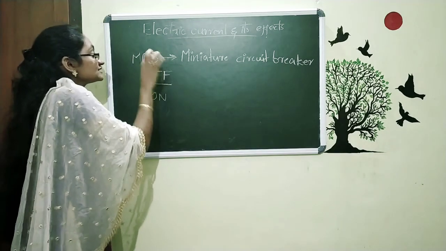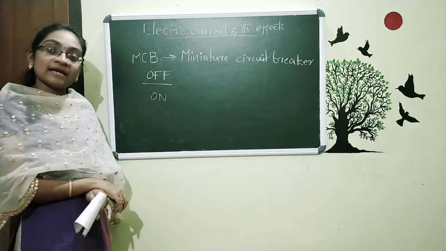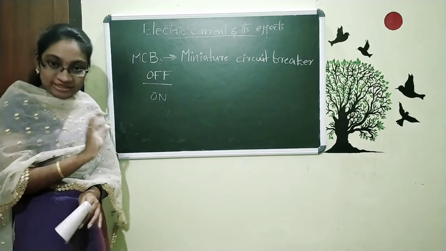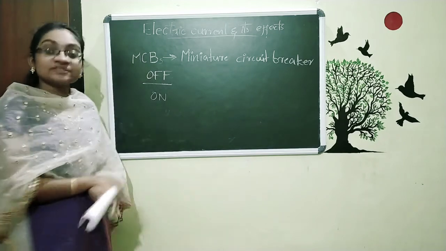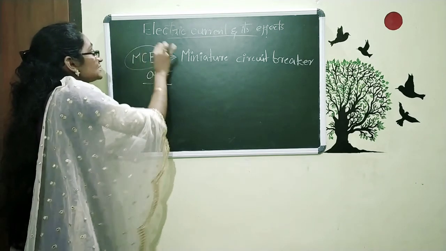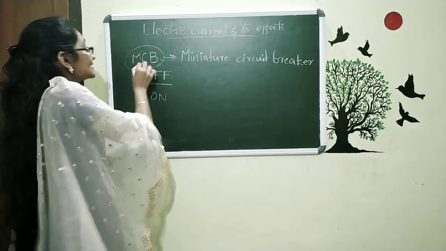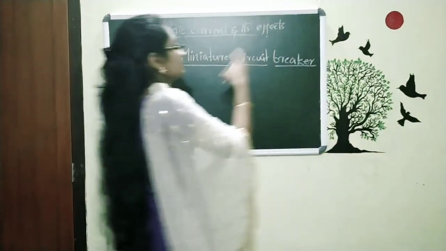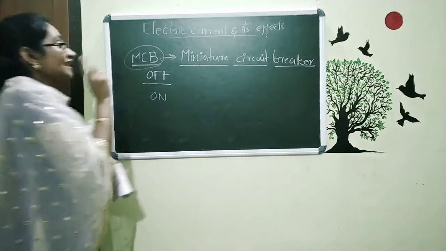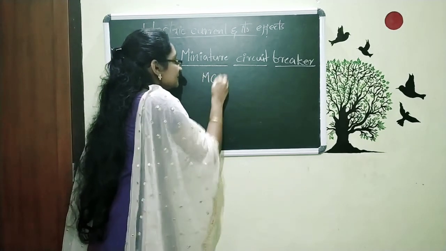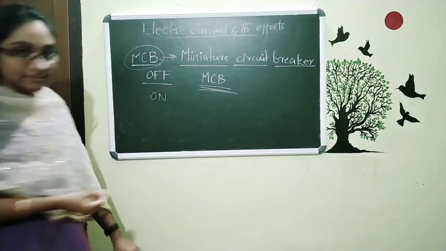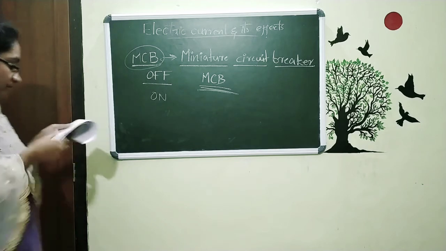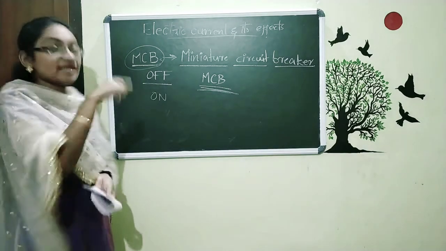When this MCB switches off, the circuit is incomplete and no electricity will flow through our circuit, and that's how our devices get protected. So nowadays we are using MCBs, and you want to remember this. What is this MCB? Miniature circuit breaker. The expansion for the MCB is important, so remember it: miniature circuit breaker.